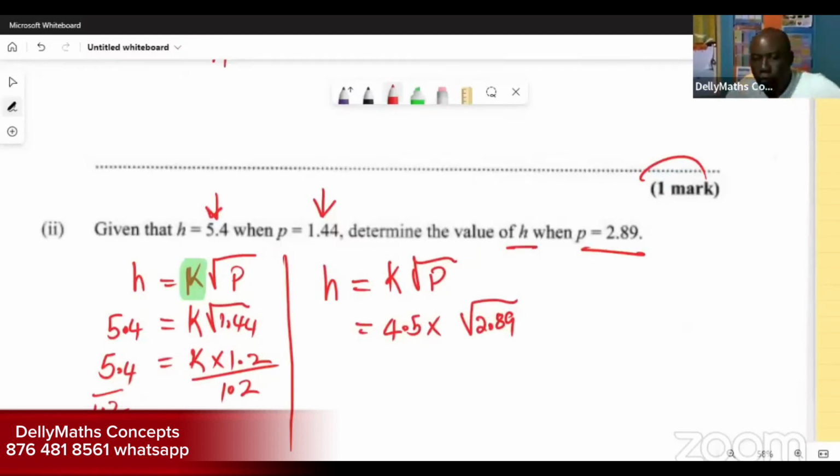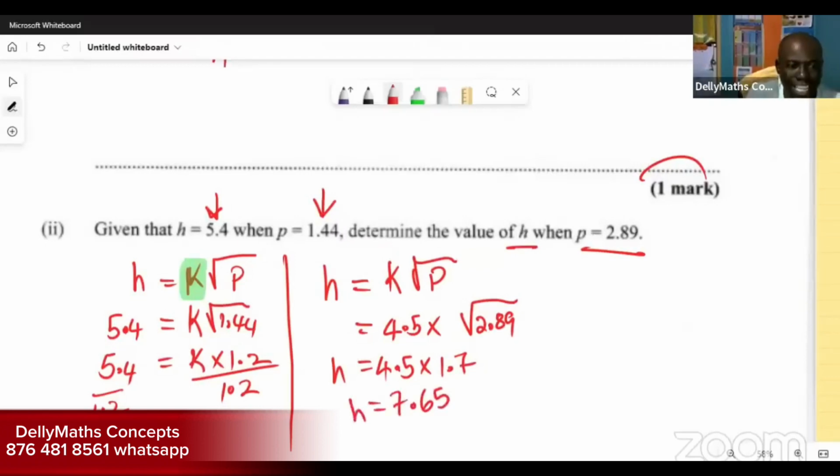All right. So let us get that now. Root of 2.89, that's 1.7. So basically, h is equal to 4.5 times 1.7. So we want to put that on our calculator, yeah? And we'll get an answer of 7.65. And that is h. So that is h when P is 2.89.